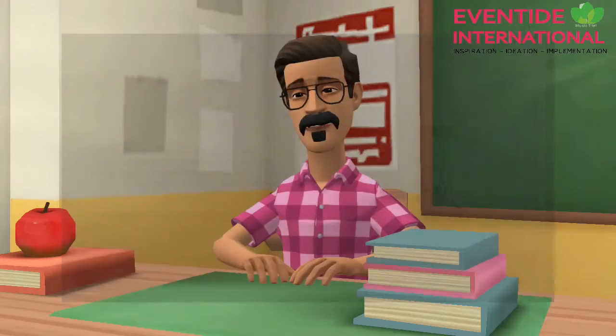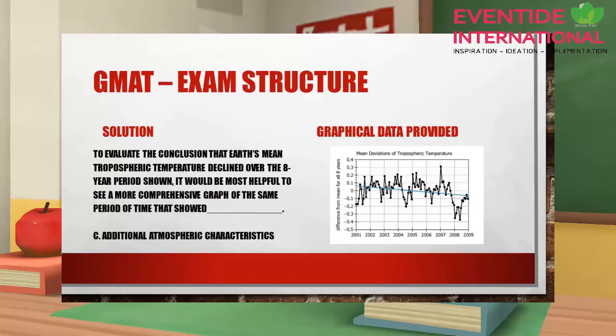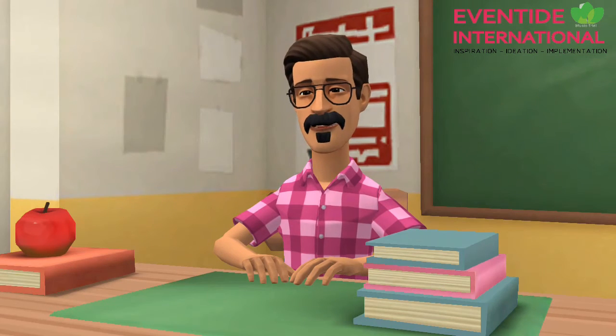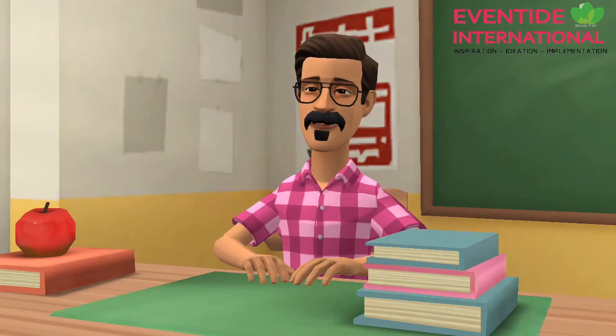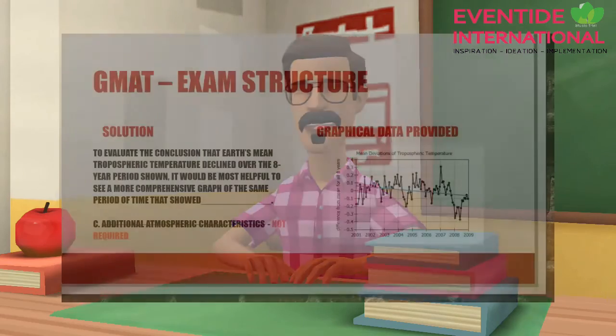The third option states having information on additional atmospheric characteristics will help us in our understanding of the decrease in the mean temperature. Although this seems to be a very catchy option, we will need to understand that we are only concerned about the decline in mean temperature. Having information about additional factors will not help us in our comprehensive study on the decline of the mean temperature. So, option C is out.